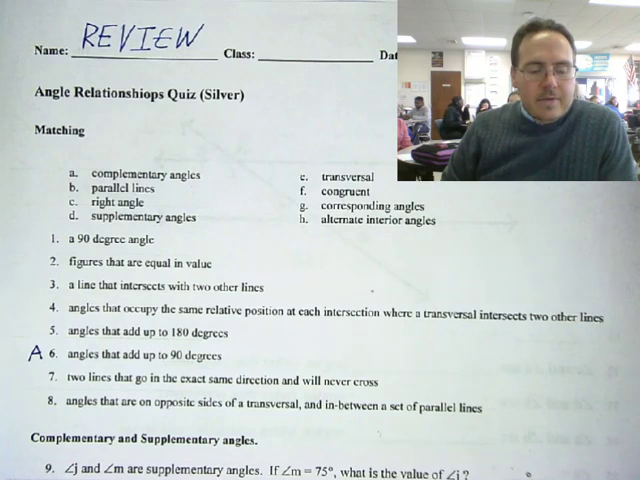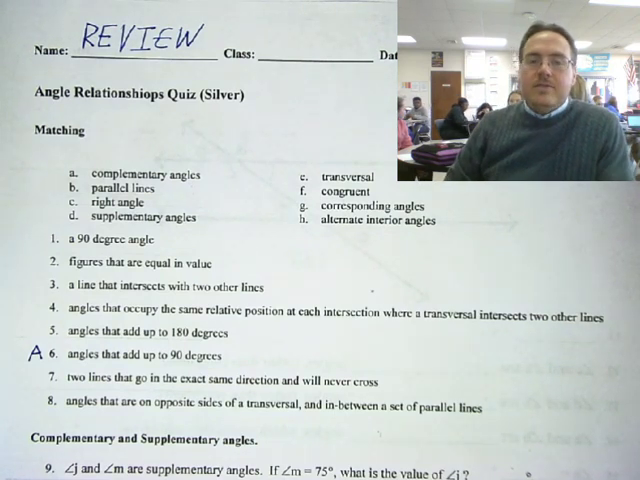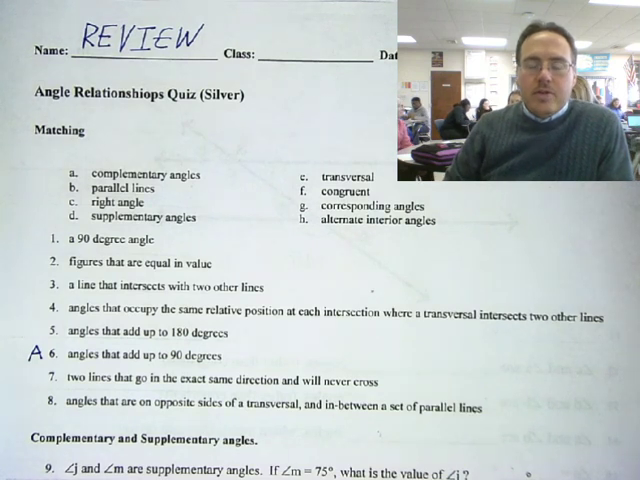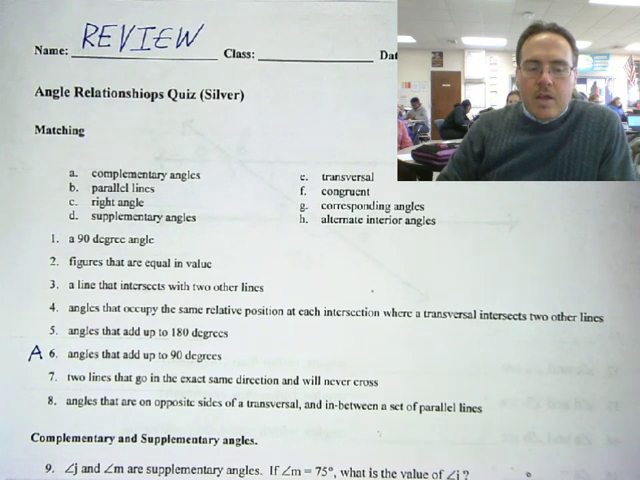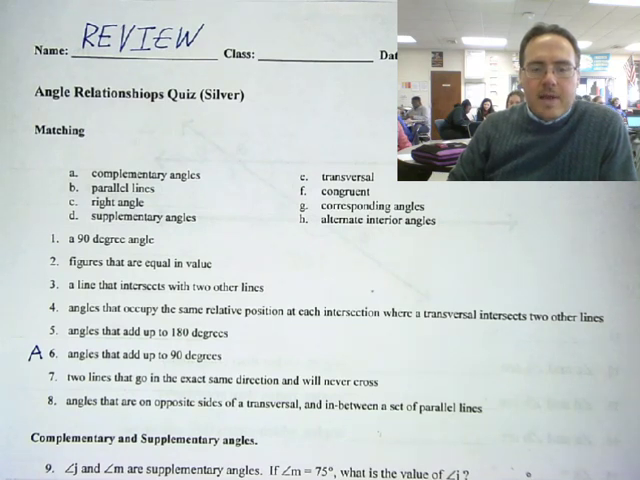Well, I'm Mr. Matthews, and here we are. This is the practice quiz you guys took this week. Your goal assessment is tomorrow. If you want to know why you missed a question, follow along. Let's start with the vocabulary. You've got 8 terms: complementary angles, parallel lines, right angles, supplementary angles, transversal, congruent, corresponding angles, and alternate interior angles.